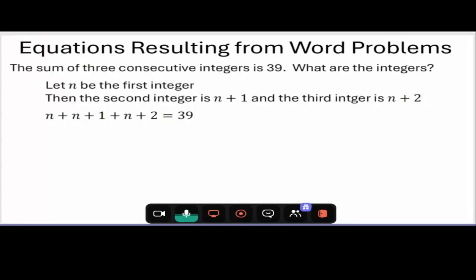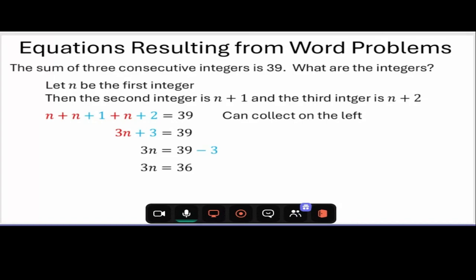I'm going to do some collecting. I see n plus n plus n, so I'm going to make that 3n. And 1 plus 2, I'm going to make 3. And then the equals 39 on the right-hand side. And from here on in, it should just be standard equation solving, so I'm going to go through a little faster. The plus 3 on the left becomes a minus 3 on the right. So we get 3n equals 36.